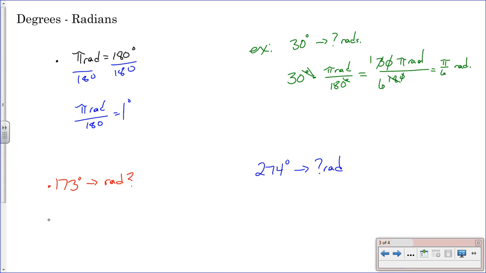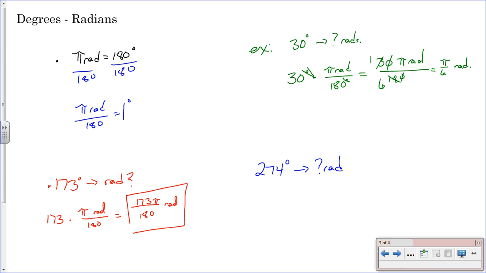Following the steps we did before, we're going to take 173 and multiply it by pi radians over 180. So that's going to be 173 pi over 180 radians. Now you would try to reduce this, but in this case, this does not reduce.